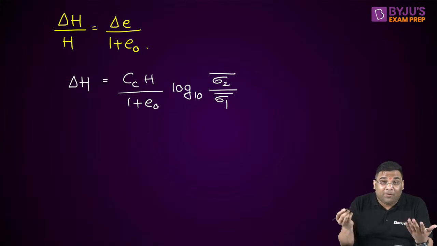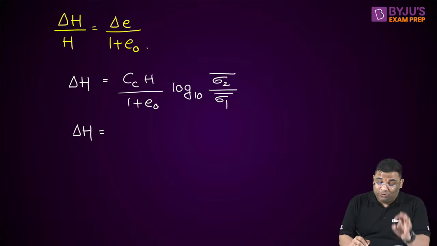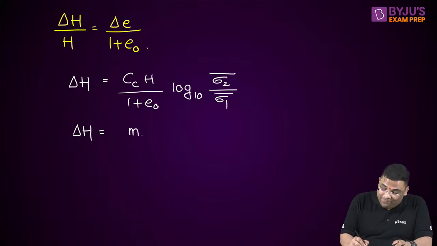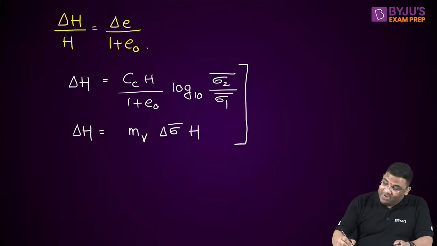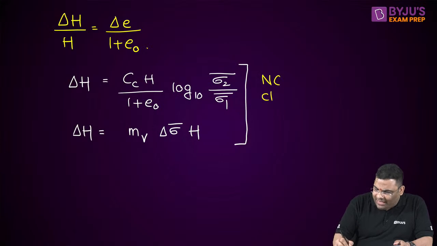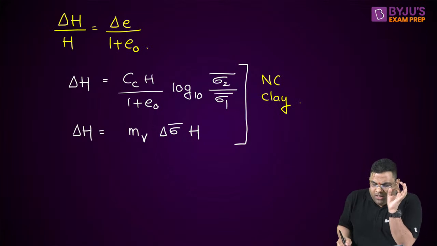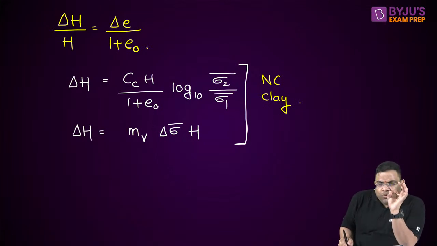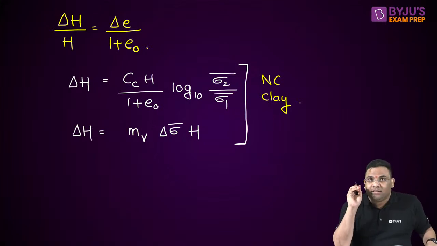And with the coefficient of volume compressibility, I got another equation for your consolidation settlement. This is mv delta sigma dash into H. Now you see, these two are defined for NC clay, right? Because for NC clay only, we defined the compression index and your coefficient of volume compressibility, right?